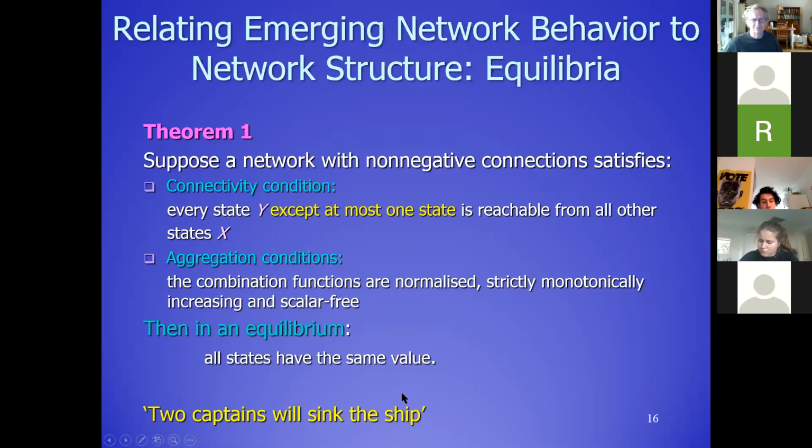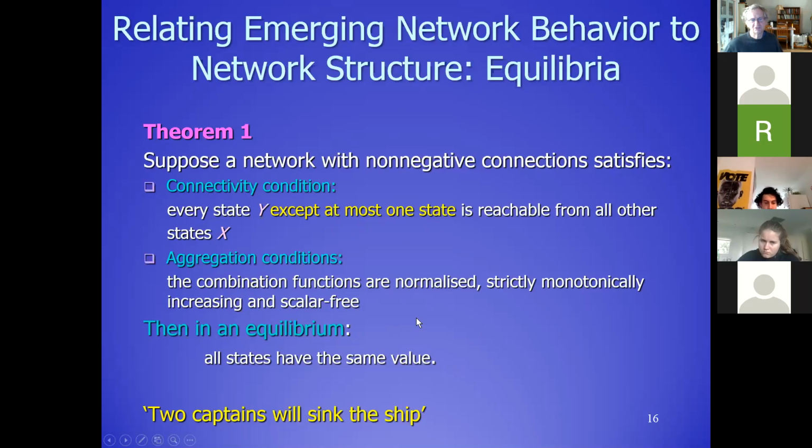Sinking the ship means that there will not be any agreement anymore about opinions. There will not be one opinion, but there will be several opinions then. I will come to that case later, where there is more than one captain, but here one captain is allowed or no captain, so that both fit in this theorem.